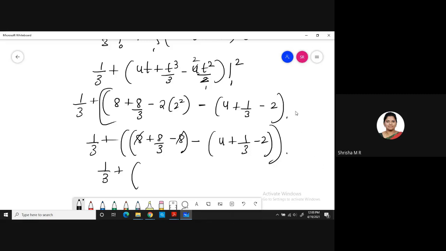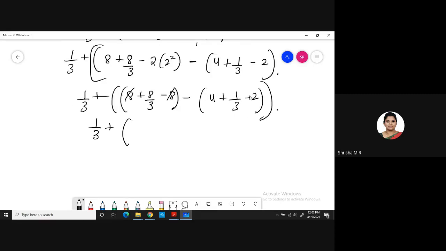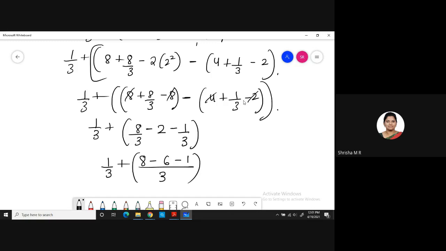So 1 by 3, here you are left with 8 by 3 and here you get 2. If you multiply the 2 with the negative, you get minus 2 minus 1 by 3. Now I'll take it in one equation: 8 by 3 minus 2 and 4, you get plus 2, so if you multiply that with the negative sign, you get minus 2 minus 1 by 3. Correct? So if you have 1 by 3 plus, take LCM, 8 minus 6 minus 1. So 8 minus 7 you get 1. So it's 1 by 3 plus 1 by 3, which is nothing but 2 by 3 joules. Clear everyone?